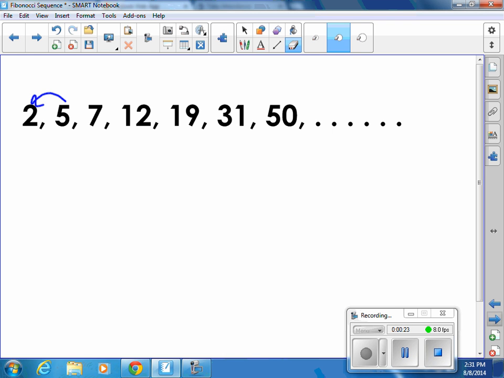So 5 minus 2 is a difference of 3. 7 minus 5 is a difference of 2. So that says it's not linear because it's not the same difference.